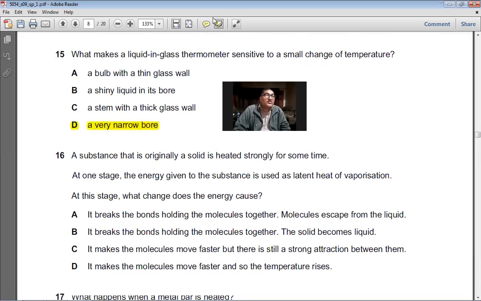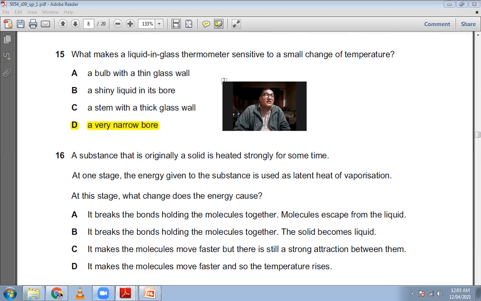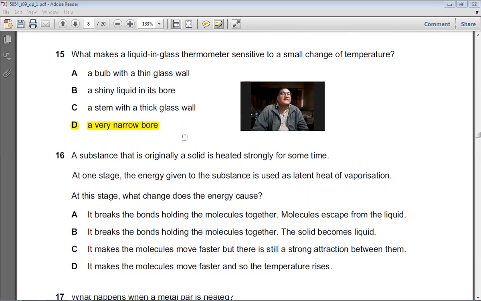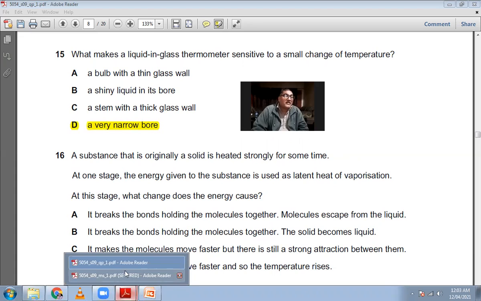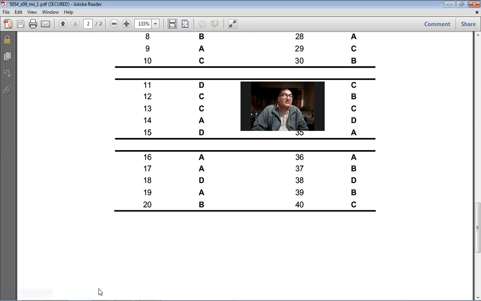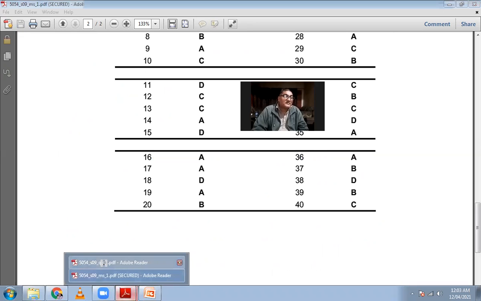That is the thing which affects the sensitivity of a thermometer. The capillary in which the mercury travels should be very small. The smaller it is, the more sensitive the thermometer will become. So I think D is the right choice. D is the right choice.